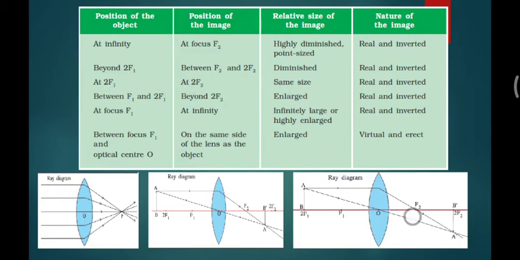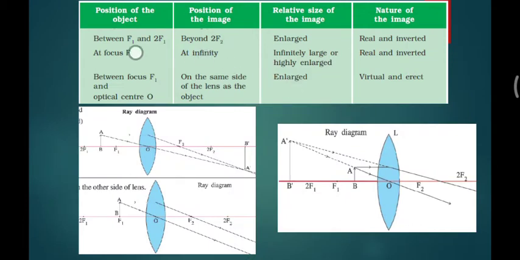For the remaining three cases we go to the next slide. When the object is between f1 and 2f1, the image forms beyond 2f2, and it is enlarged compared to the object, real and inverted. In the next case, the object is at the focal length f1, the rays go to infinite distance, so the image is at infinity, inverted and real, and a very large image is formed.